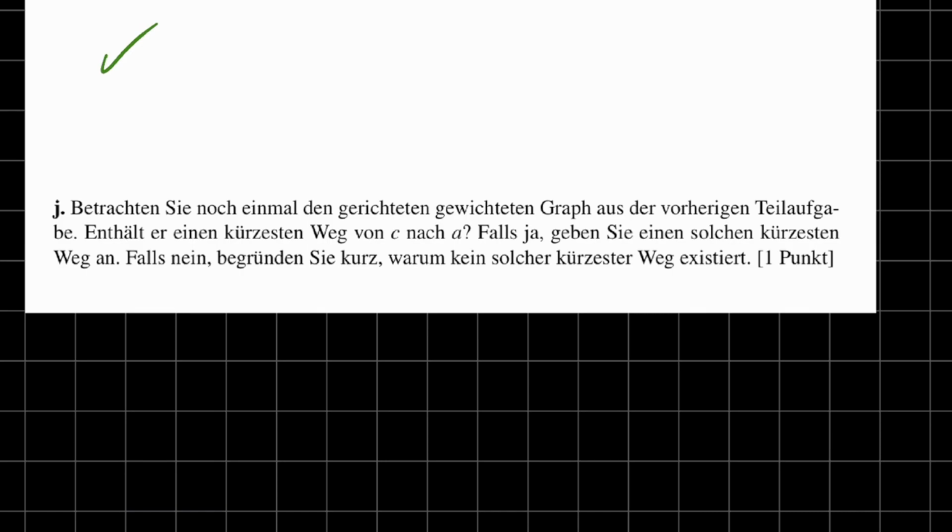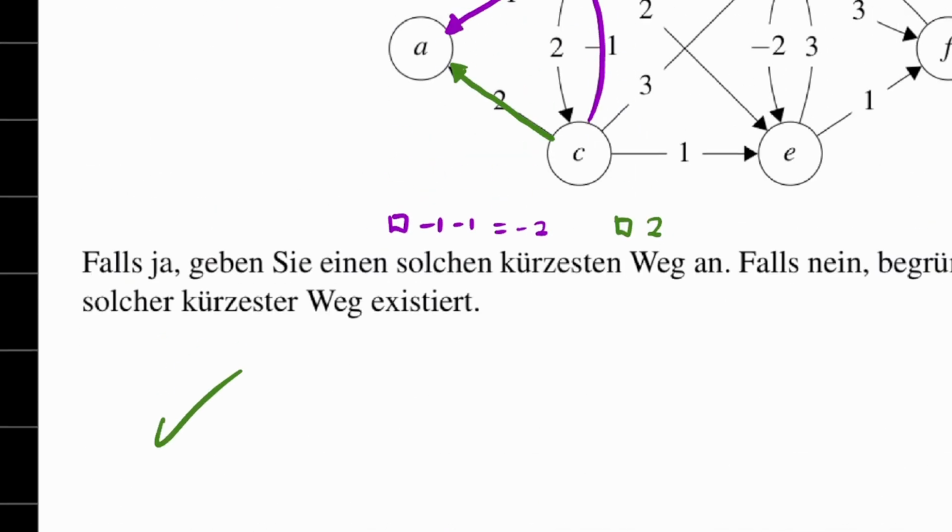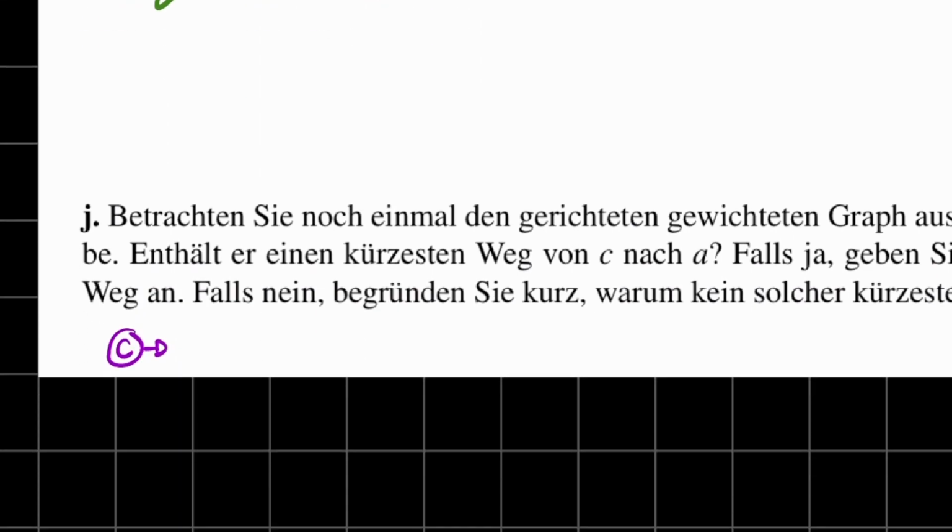That's the shortest way. So we can simply say that yeah, there exists one, and it will go from C to B, and then to A with weight -2. And that's pretty much how you solve this exercise.